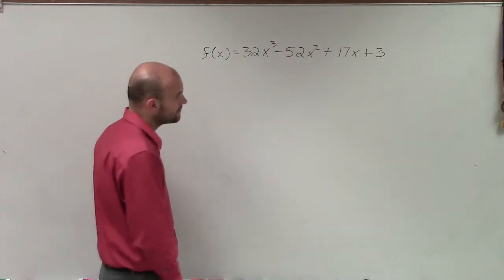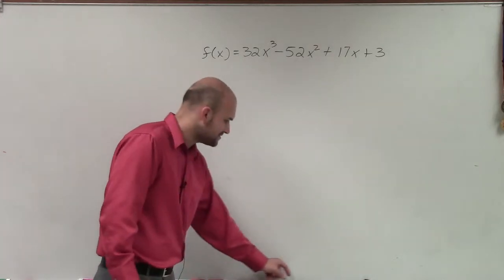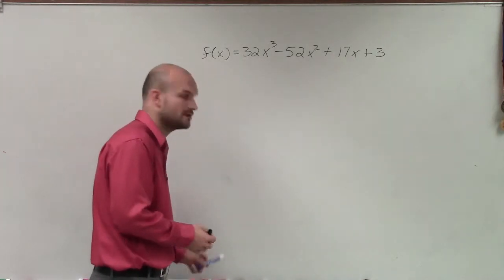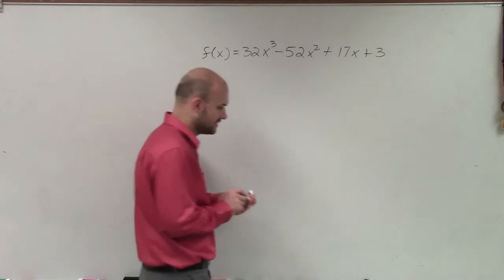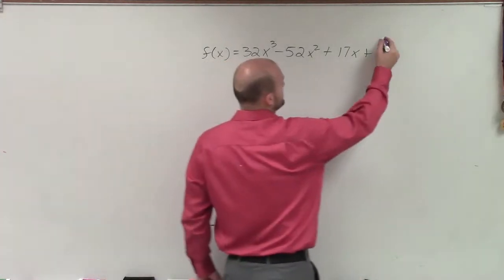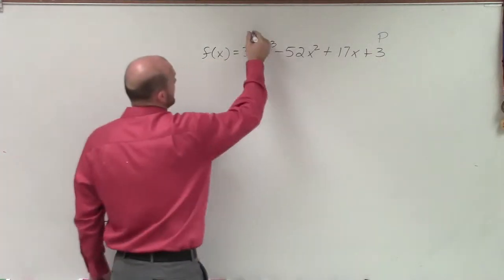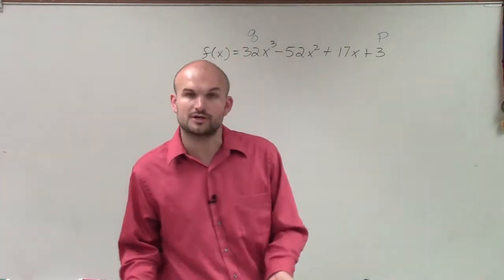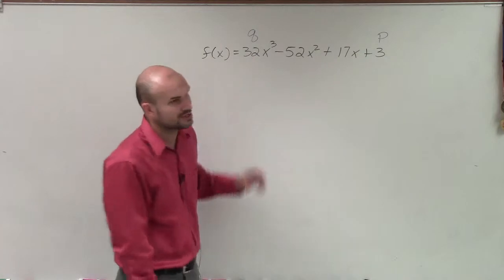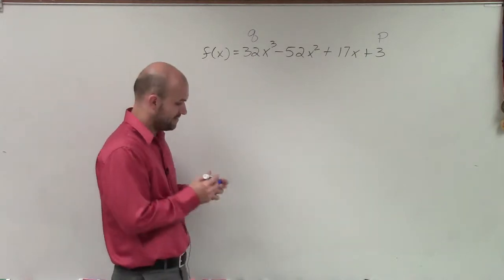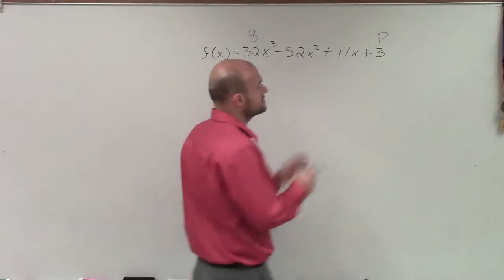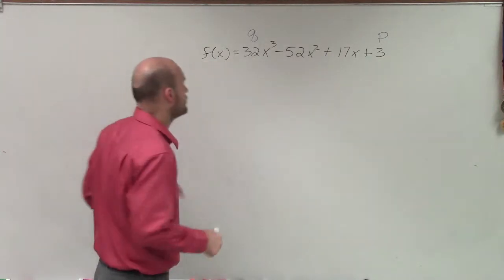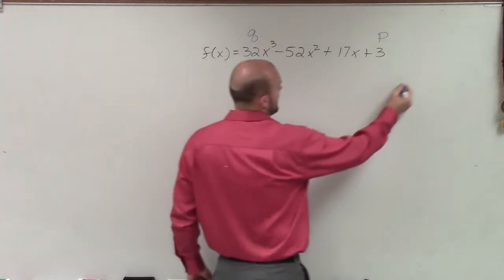So when applying the rational zero test, the first thing we want to do is determine our p and our q. And I'll show you what the p and the q is going to represent. Here, 3 is going to represent our p, and 32 represents our q. If you can just remember, p is going to be your constant, and q is going to be your leading coefficient. So then when we're talking about the p over q, what we're looking at is the factors.